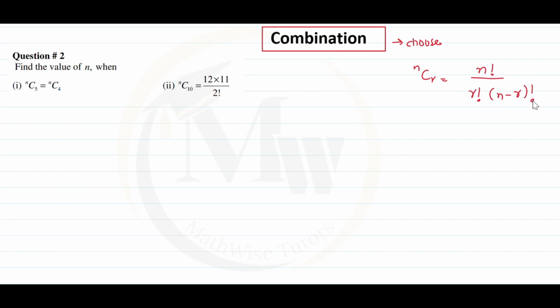And another formula: if you multiply r factorial with this nCr formula, you can see that r factorial will be cancelled out and we're left with n factorial over (n minus r) factorial, which is actually the permutation. So r factorial times nCr is equal to nPr. Another formula which we usually use while solving the questions is nCr equals nC(n minus r).